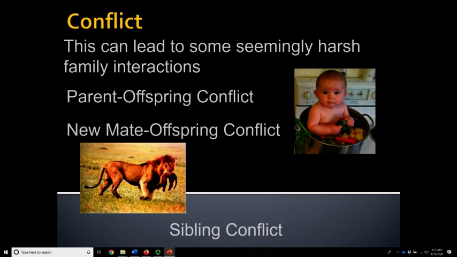Now realize this is a detriment to the mother. She's invested time and resources into that baby, and it's not going to be a benefit for her to allow the male to kill that baby. So often there is some sort of a pushback, a conflict between the new mate and the female as she tries to protect her cubs.